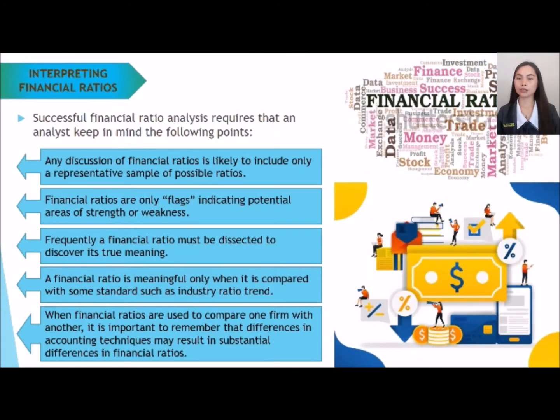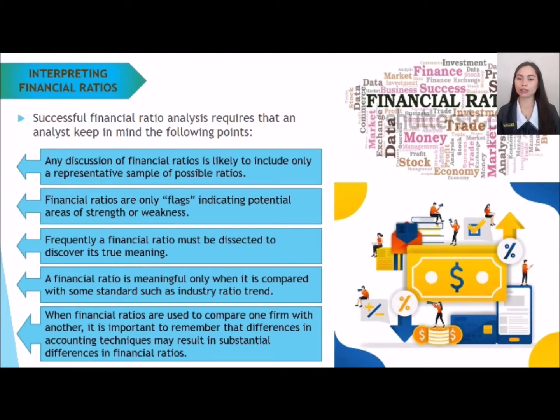So successful financial ratio analysis requires that an analyst keep in mind the following points. So first, any discussion of financial ratios is likely to include only a representative sample of possible ratios. It means that many other ratios can be developed to provide additional insights. So in some industries, such as the banking industry, analysts use special ratios unique to the activities of the firms in those industries. So next is, financial ratios are only flags indicating potential areas of strength or weakness.